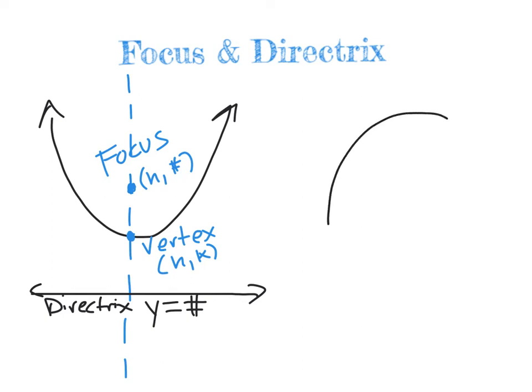If it's upside down, we have this scenario. The vertex, in this case, is a maximum. The axis of symmetry still goes through the vertex. And the focus will always be inside the parabola. So now in this case, the focus is going to be below.